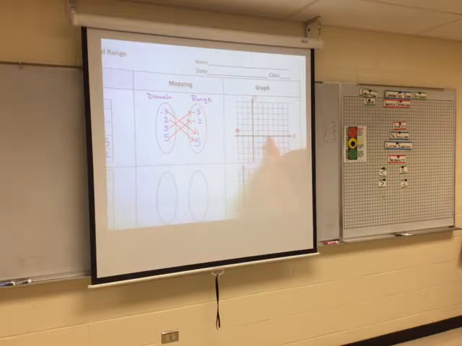3, negative 5, 1, 2, 3, 4. Oh no, it's going to have to hang off the graph. That's okay. Negative 5. And 5.